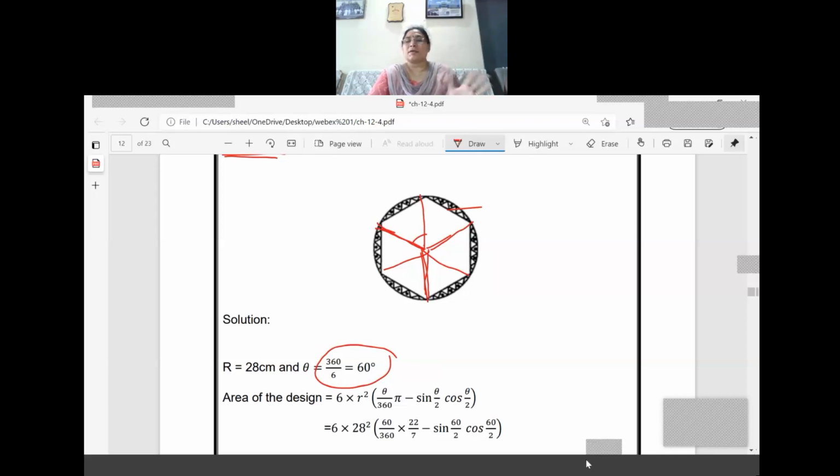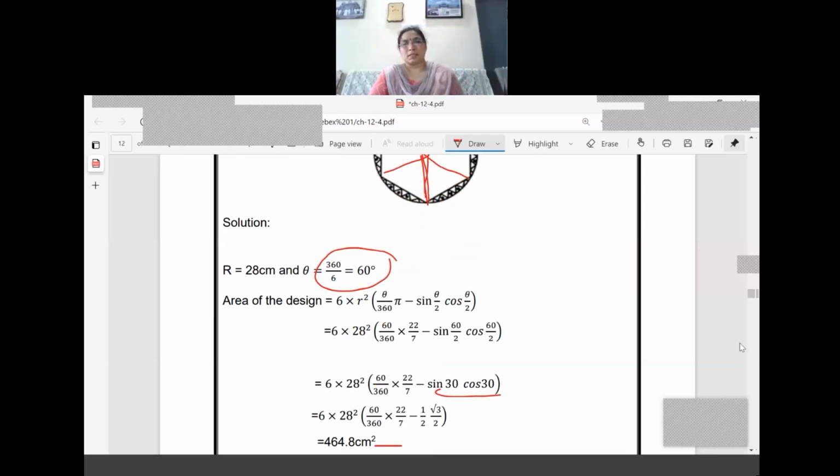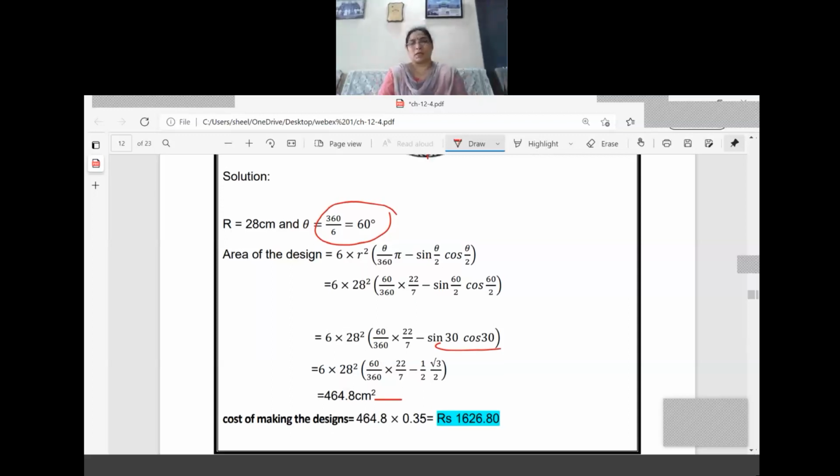Directly in the question the radius is given, so we can substitute the radius as 28 only. After substituting, sin 30 and cos 30 come. So what are the values there? 1 by 2 and root 3 by 2, nothing else. Everything is as usual. We are substituting and you are getting the value of 464.8 centimeter square only, right?